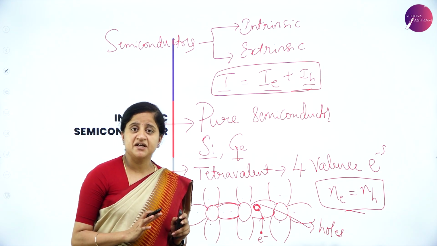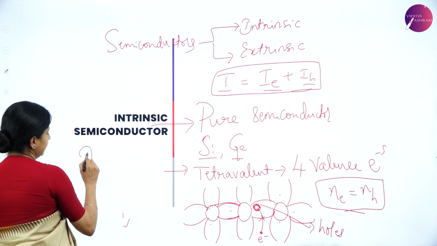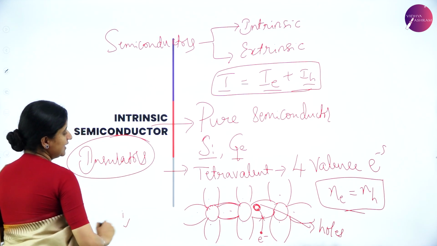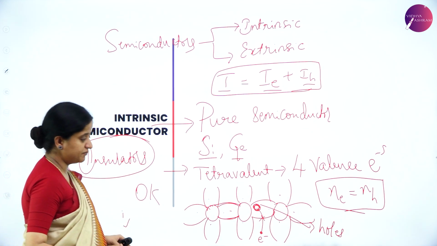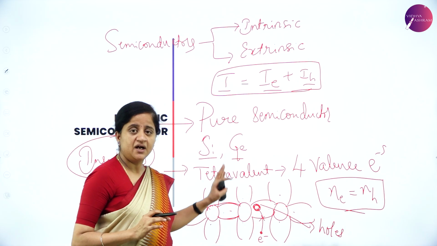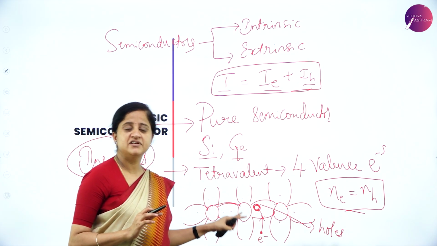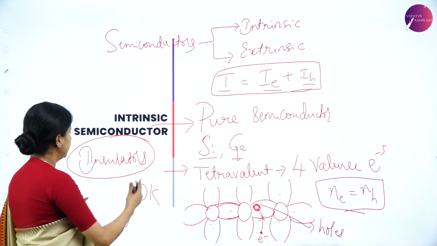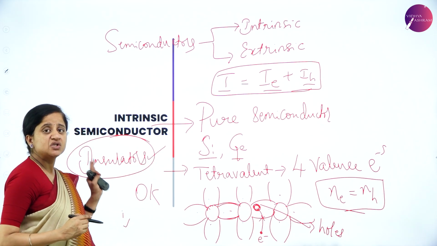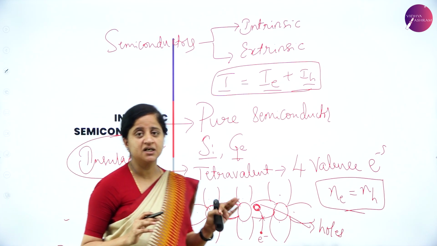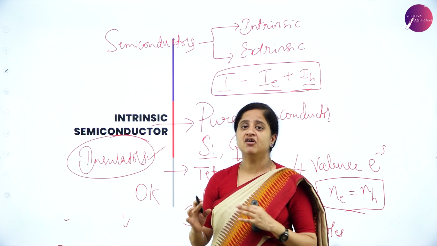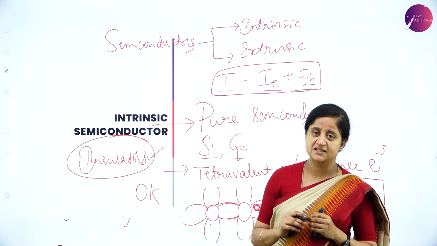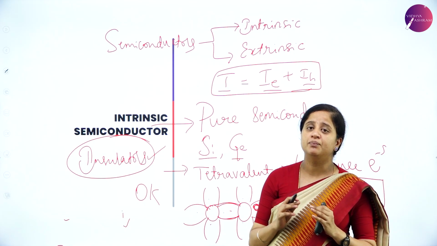Now these intrinsic semiconductors act like insulators at 0 Kelvin, because at 0 Kelvin temperature, no bond will break and no electrons will come out of the bond to help in the conduction process. When there is no free electron available for conduction, it acts like an insulator. So even at room temperature, to increase the conductivity of this intrinsic semiconductor, we have to follow a certain process, and that is nothing but doping.